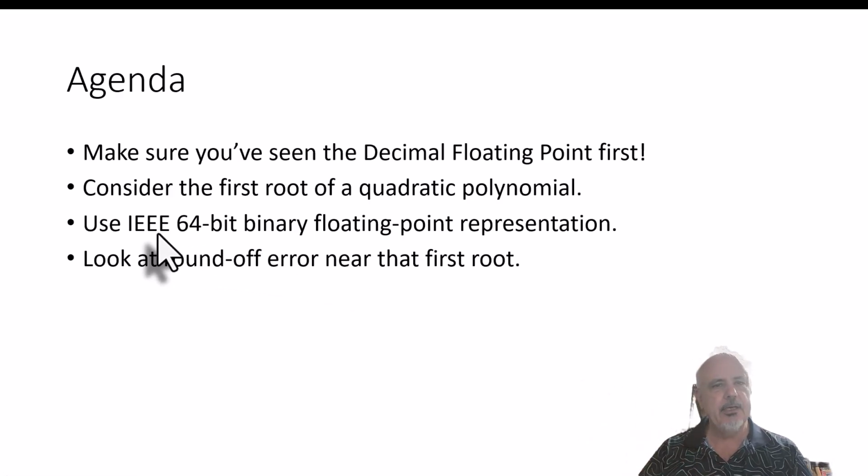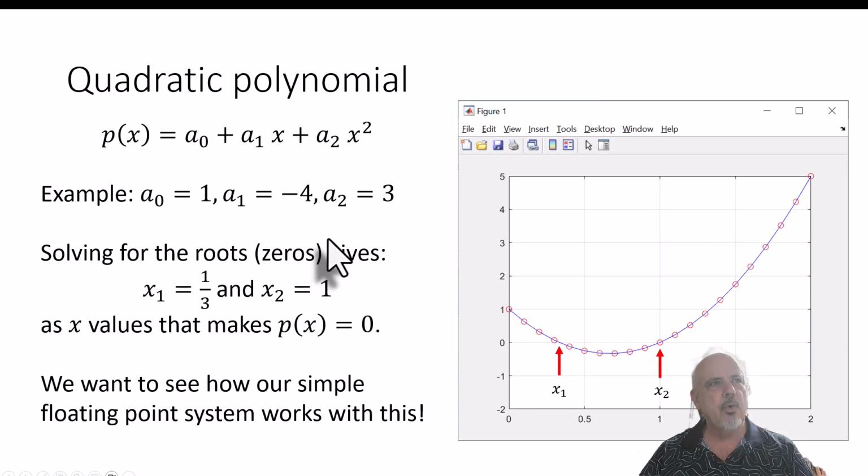The IEEE standard came out, I think, in 1985. We're going to look at some round-off error near one of the roots of that quadratic. So here's the quadratic. It's a constant term of 1, a linear coefficient of -4, and a quadratic coefficient of 3. And we know that theoretically the perfect roots are 1/3 and 1. We know that.